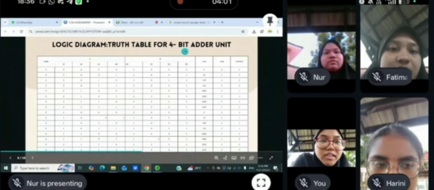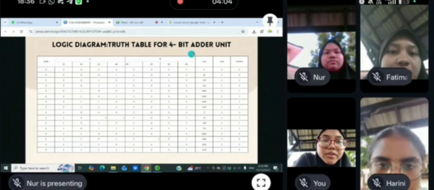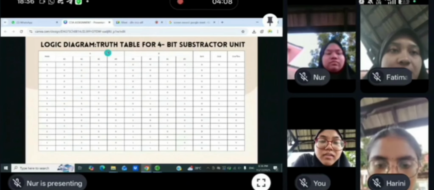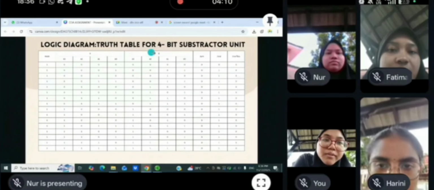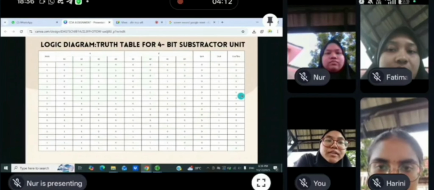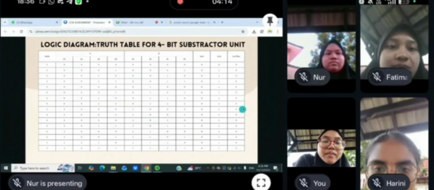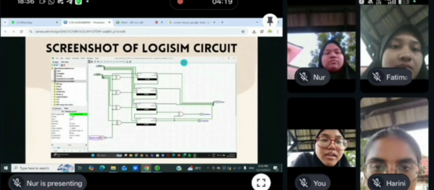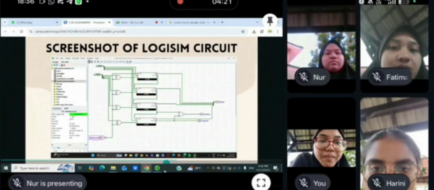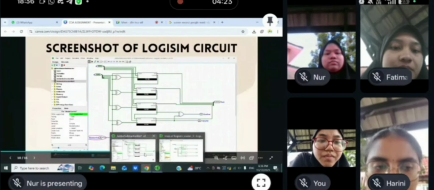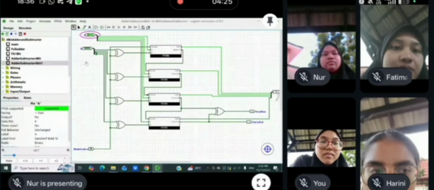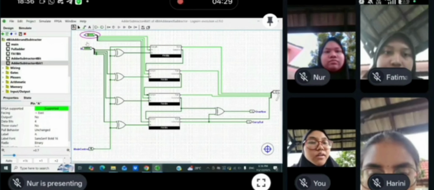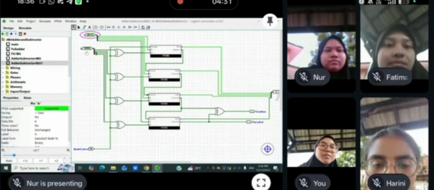This is the logic diagram and truth table for the 4-bit adder unit. And this is the logic diagram and truth table for the 4-bit subtractor unit. And this is the screenshot of the Logisim circuit. Next, I will be demonstrating the simulation of the 4-bit adder and subtractor.